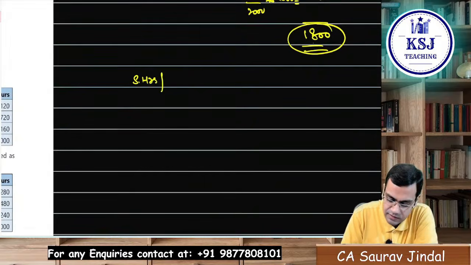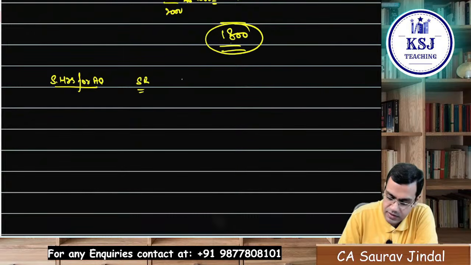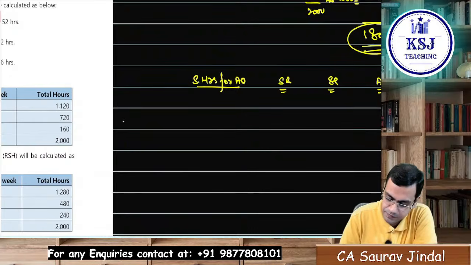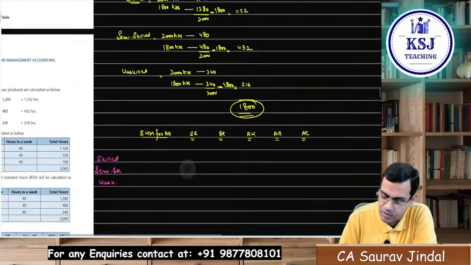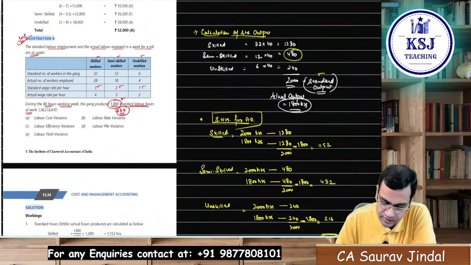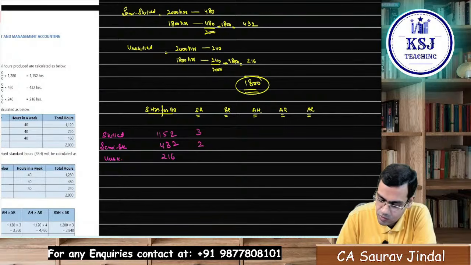Standard hours for actual output, standard rate, standard cost, actual hours, actual rate and actual cost, right? So 3 types of labor we have, that is skilled, semi-skilled and unskilled, right? So what is the standard hours for actual output? We have calculated, sir, 1152, 432 and 216. Standard rate is given to us. What is the standard rate here? 3, 2 and 1.